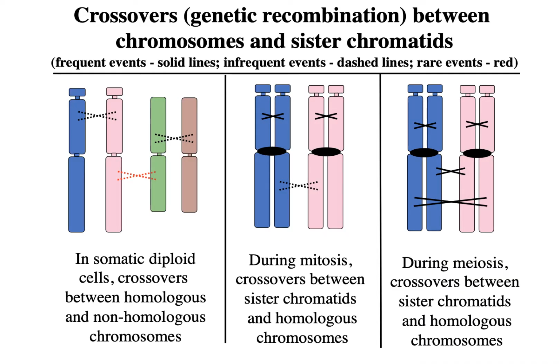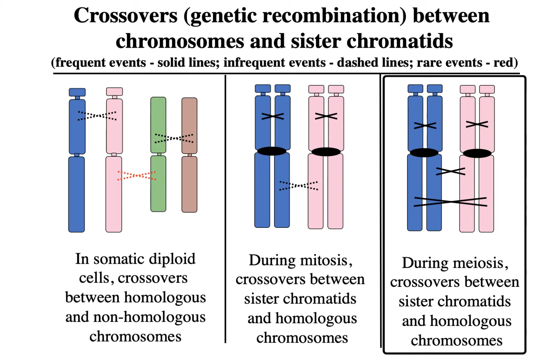People commonly think of genetic recombination during meiosis, which is on the far right here, so you can get crossovers between all four chromatids during prophase in meiosis. And all four chromatids, of course, are brought together during meiosis.